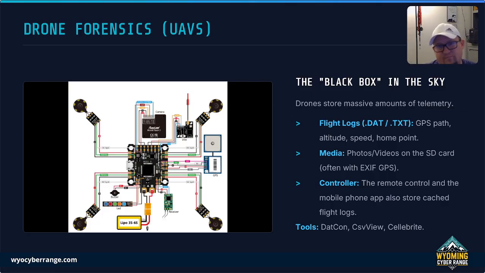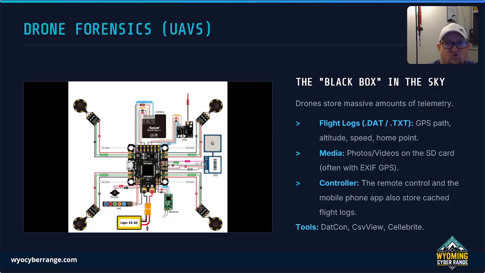Drones, on the other hand, act like a black box in the sky. They can store massive amounts of telemetry data. And we'll use specialized tools like DatCon or CsvView, or even Cellebrite, just like we do with cell phones, to parse this data. The flight logs reveal exact GPS data, altitude, speeds, and a home point. The media on the SD card often contains photos with embedded EXIF GPS data.